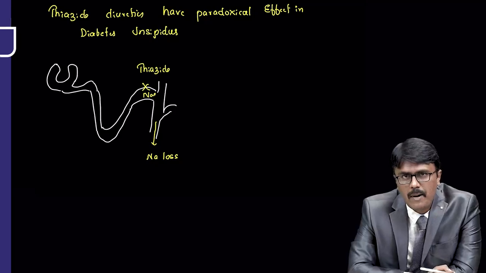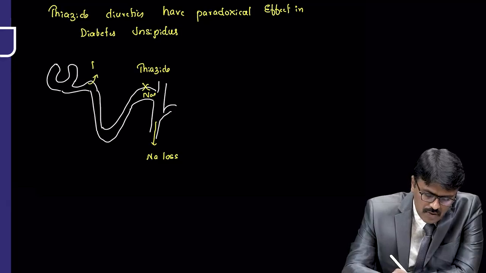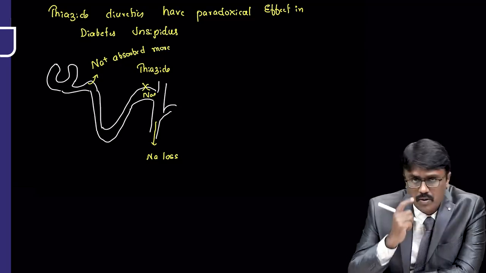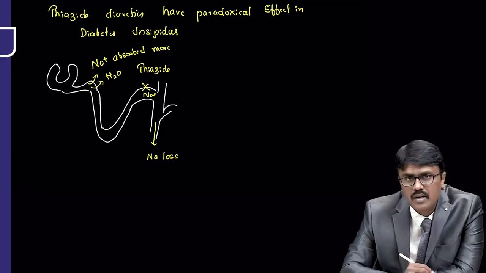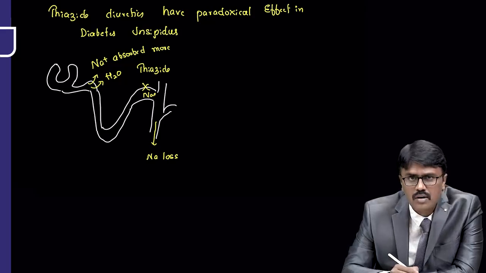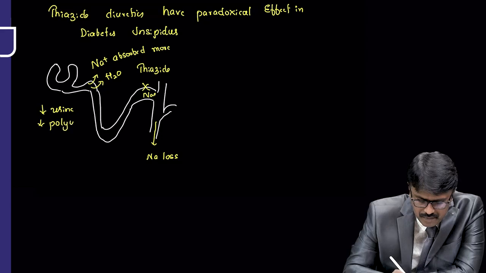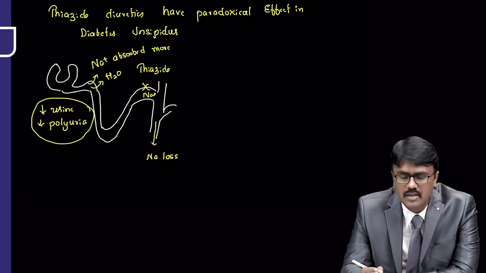Now, when there is loss of sodium, what the PCT will do is it will absorb more sodium. To compensate for that, more sodium is absorbed. Now, when the sodium is absorbed, you know that water will also get absorbed. Now, when the water is absorbed, what happens to the urine? The urine decreases. So, there is decrease in urine and there is decrease in polyuria. So, this is the mechanism that explains why thiazides act as antidiuretics in case of diabetes insipidus.